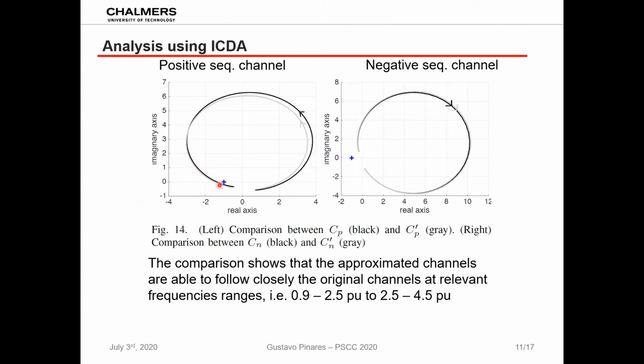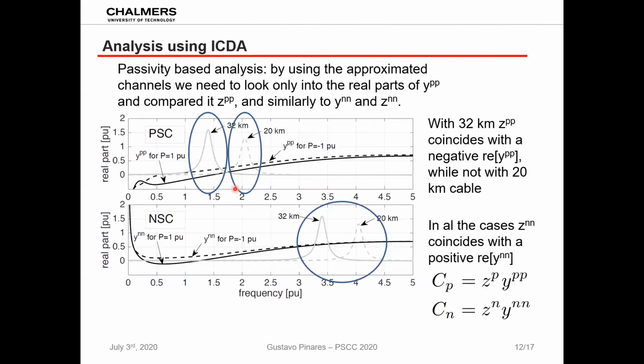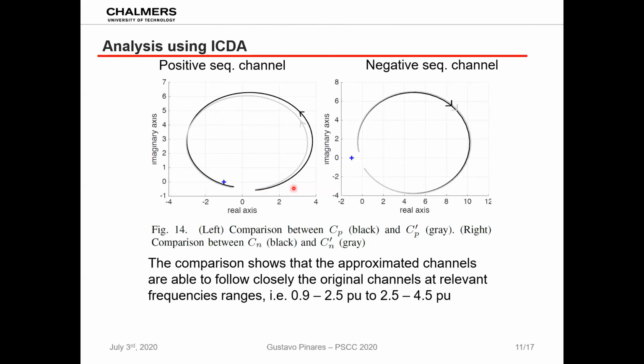So this is a comparison between the approximated channels and the complete channels, and we can see, for example, for the case where we have instability, that the approximated expression follows closely the complete expression for the positive sequence channel, and also for the negative sequence channel. One thing I didn't mention is that the instability originates in the positive sequence channel rather than the negative sequence channel. So that will be one conclusion of the work.